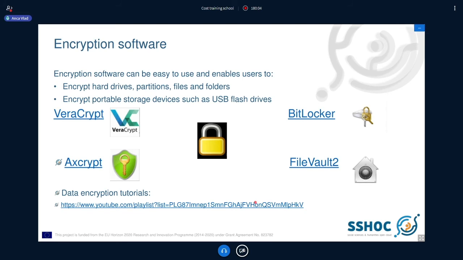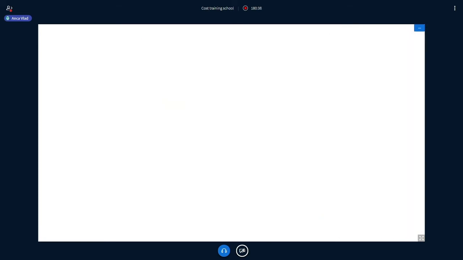Because we touched on encryption, I provided here some options, just to mention that we don't recommend one in particular. You might opt for one over the other depending on your operating system and what exactly you need encrypted, whether you wish to encrypt an entire hard drive or just a particular folder or file. At the bottom of the slide, you can find the link to a YouTube playlist that we put together, and that contains several tutorials on different encryption software. I'll let you have a look at that as well if you're interested.